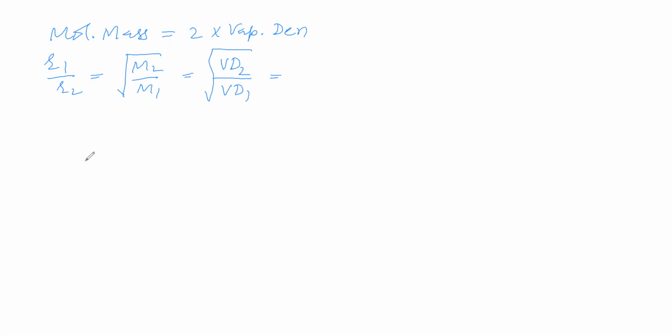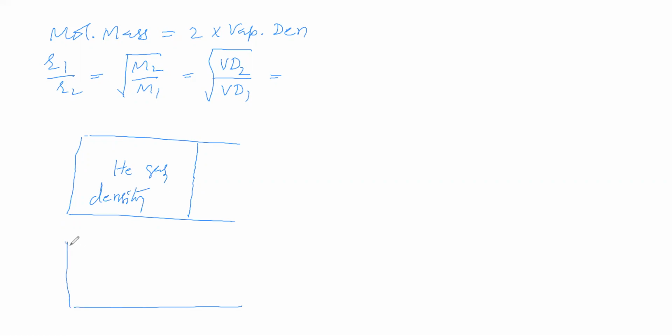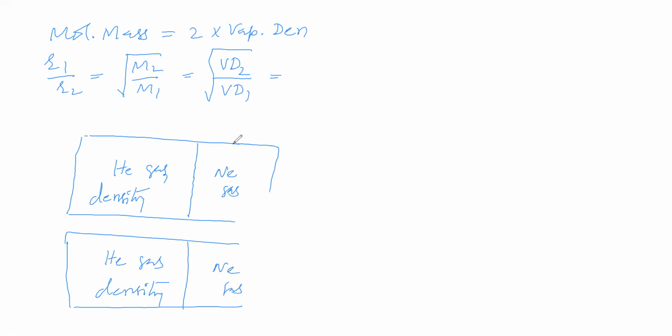Next, let us take some gas here. Suppose we take helium gas. The helium gas has a certain density. Here we will take some neon gas. Like this, two vessels we have considered.